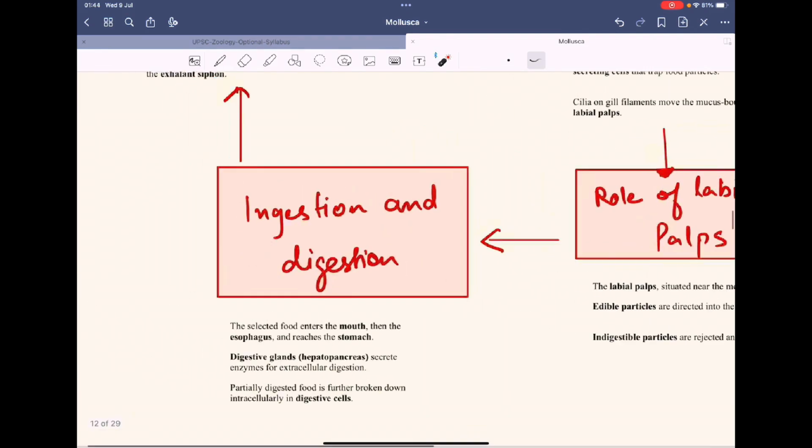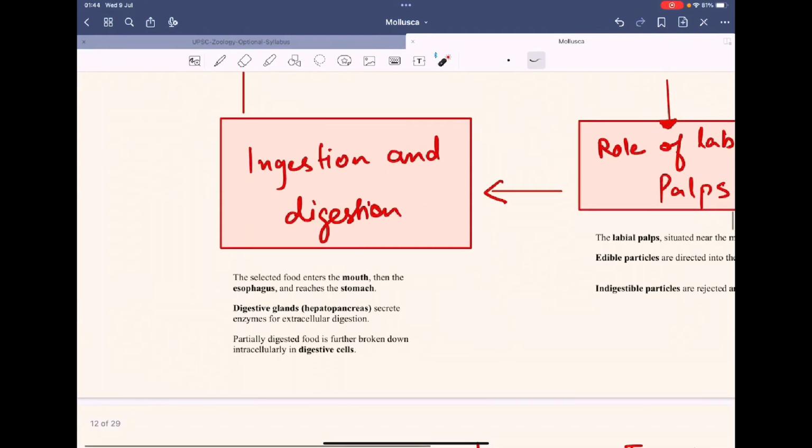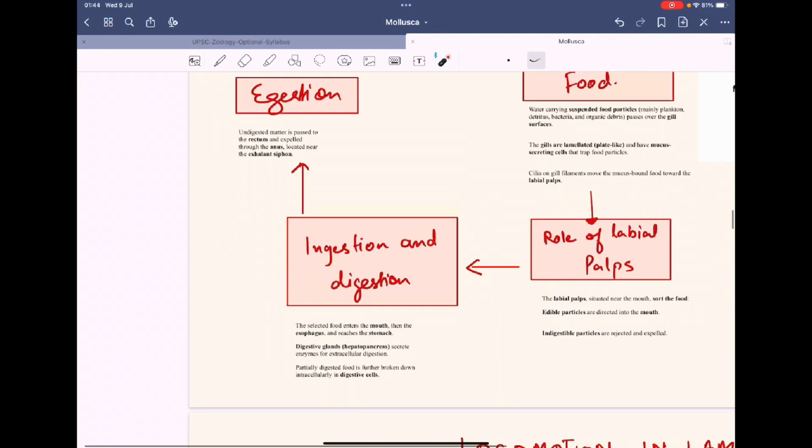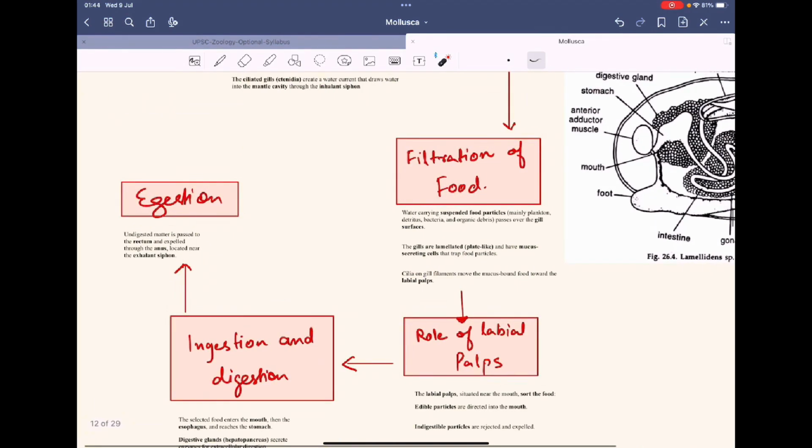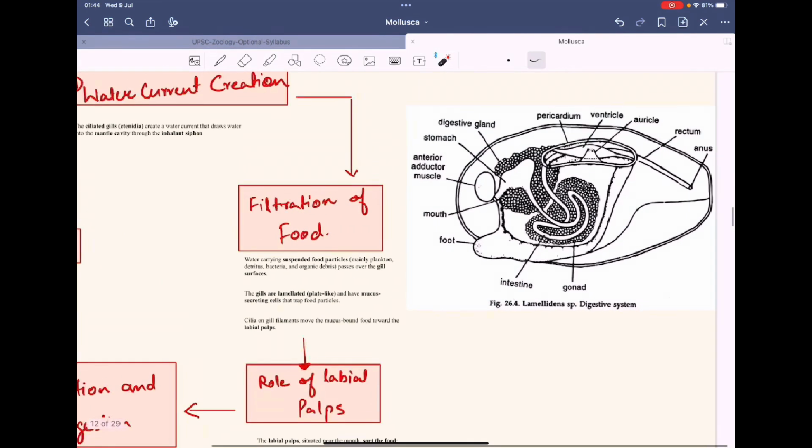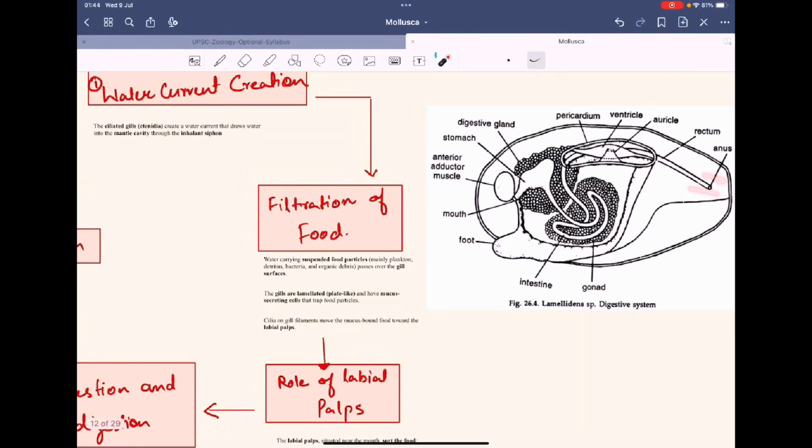Then ingestion and digestion take place. There are digestive glands that help in the digestion of the food, and lastly there will be egestion through the anus, and this anus is located near the exhalant siphon.